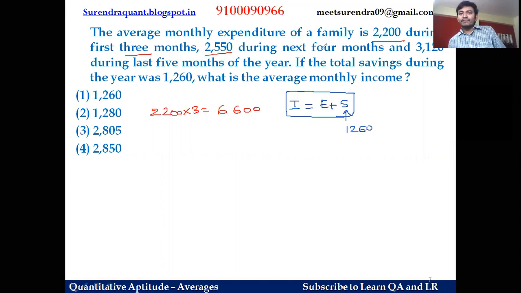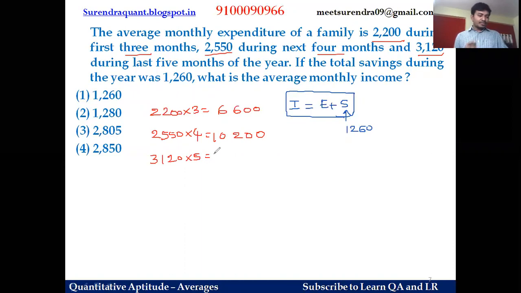So 2,550 for the next 4 months. 2,500 times 4 is 10,000, 50 times 4 is 200, so it is 10,200, right? What about the last 5 months of the year? 3,120 is the average for 5 months. What is 3,120 into 5? 3,000 times 5 is 15,000, 120 times 5 is 600. So it is 15,600. So these are all the expenditures of the year.